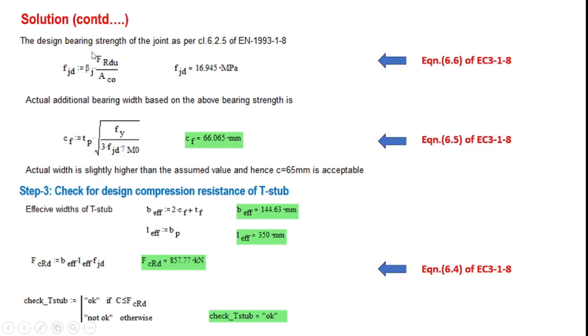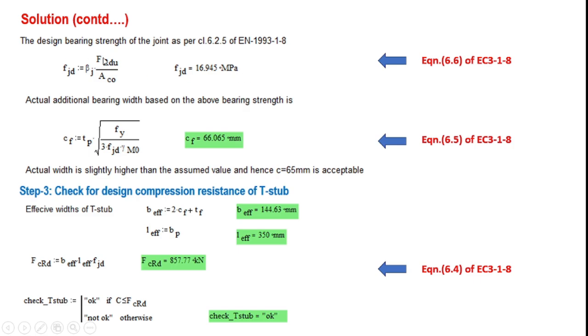Now, having obtained the design bearing resistance, let us see what would be the design bearing strength of the joint. This needs to be calculated as per equation 6.6 of EC3 1-8. And we obtain FJD, that is the design bearing strength, as beta J into FRDU by AC0. As you can see, FRDU is the concrete bearing resistance in compression. This divided by AC0, the bearing area, is indirectly the bearing strength at the concrete interface. This we reduce by multiplying by a factor beta J, which is nothing but a joint efficiency factor. So that is equal to FJD 16.945 MPa.